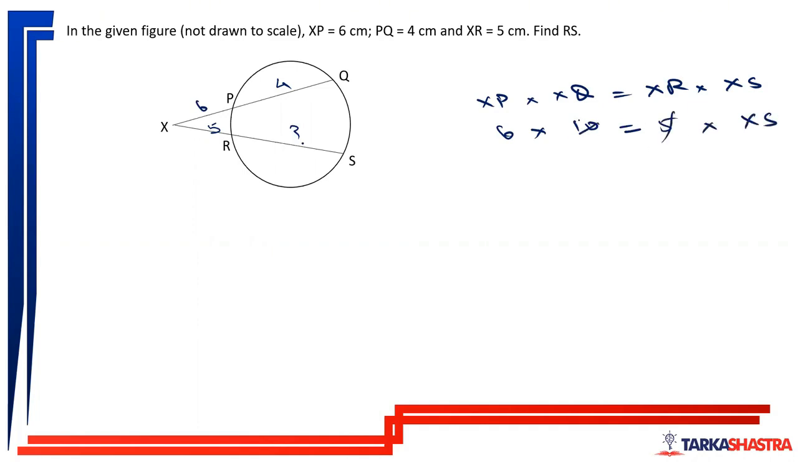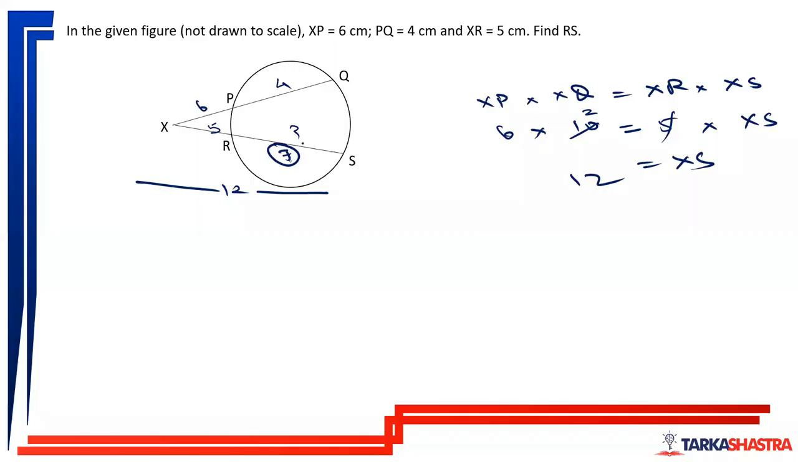So this is 5 and this is 5. 2s are 12. So XS is equal to 12. So RS must be 7. That is what they were asking us to find out.